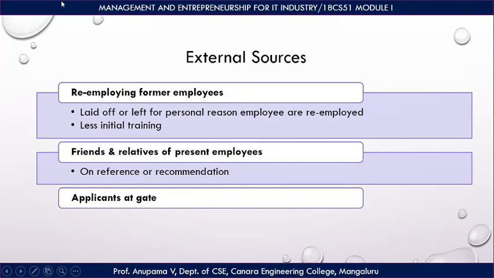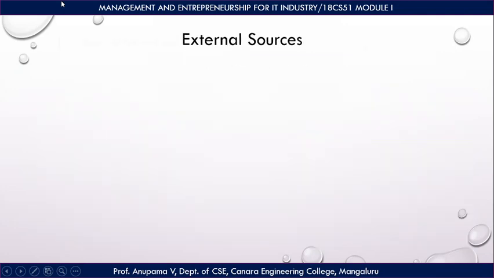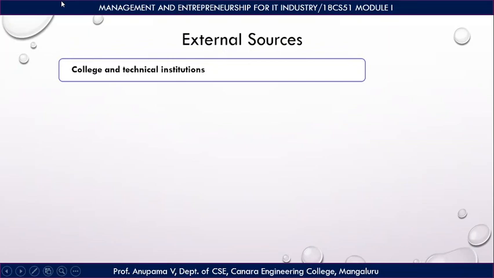Applicants at gate. Unemployed persons who call at the gates of the factories are interviewed by the factory representative, and those who are found suitable for the existing vacancies are selected. This is an important source in countries where there is a lot of unemployment. College and technical institutions. Many big companies remain in touch with the colleges and technical institutions from where young and talented persons may be recruited.